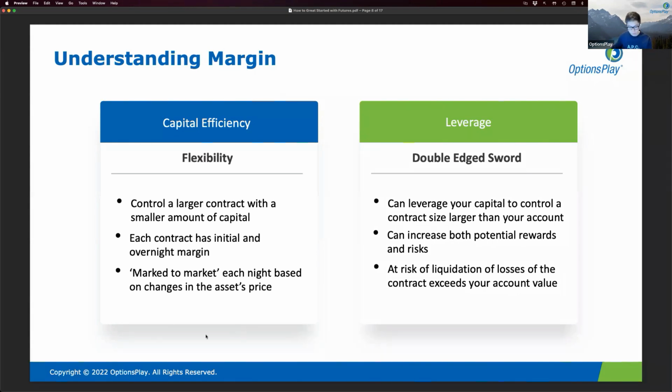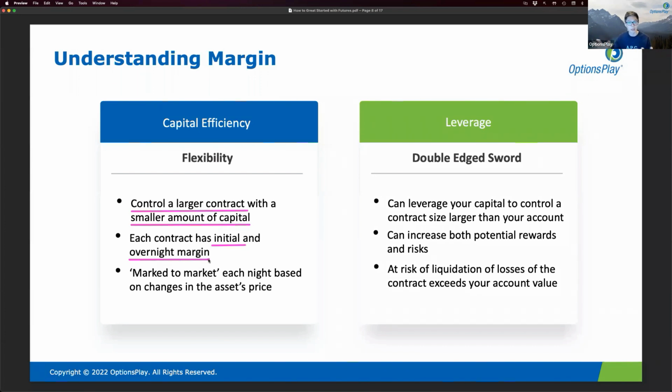So when you think about capital efficiency, this is really controlling a larger contract with a smaller amount of capital, and each contract that you enter has both initial and overnight or maintenance margin. So what that means is that you have to know how much capital you need to open the contract and how much capital you need every single day to keep holding onto that contract. And the gains and losses that you have on the full contract.